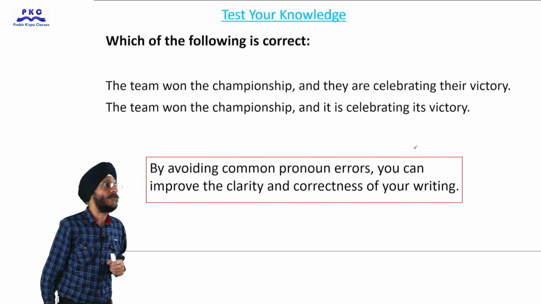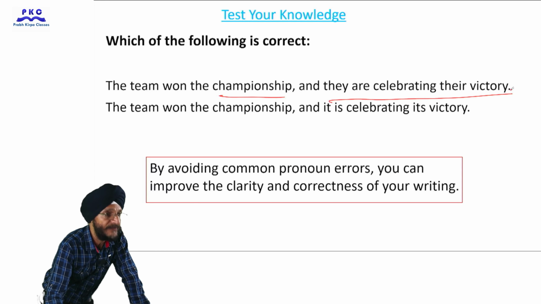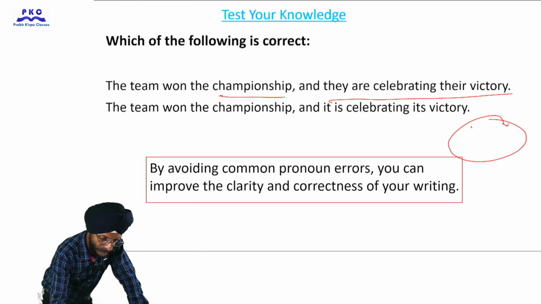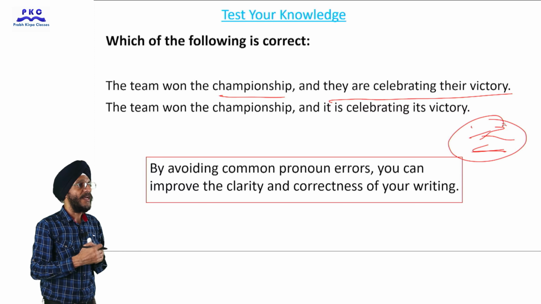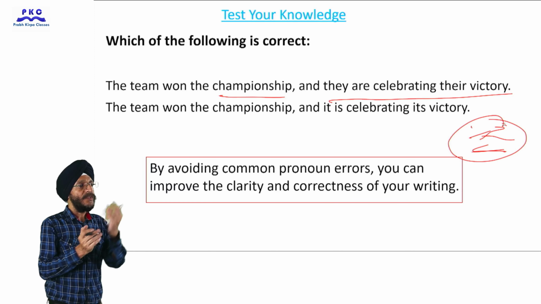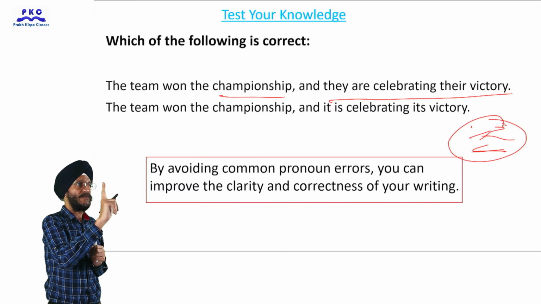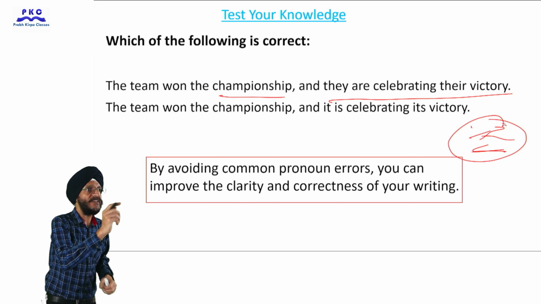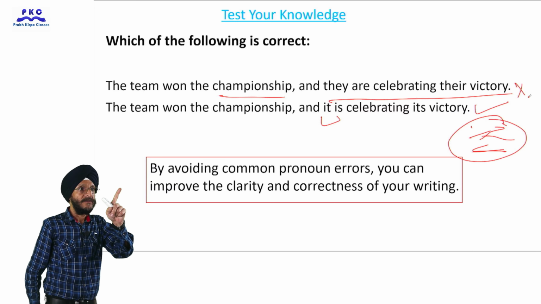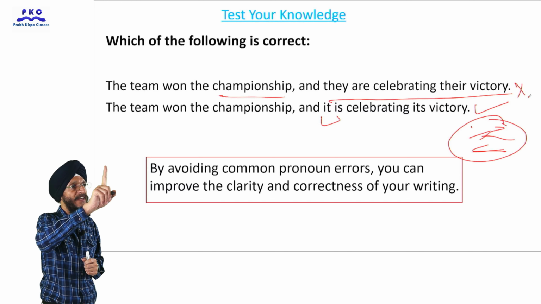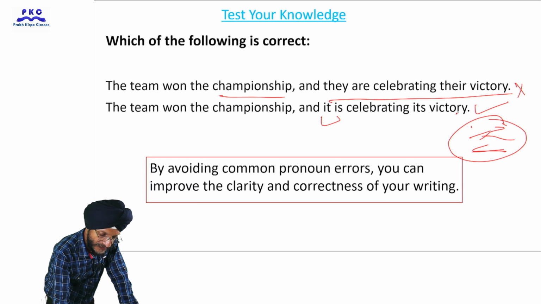Which of the following is correct? The team won the championship and they are celebrating their victory. It is a team. It may have a large number of members in it. Now the team is to be treated as a single unit, as a singular person. So the team won the championship and it is celebrating, and not they. Team as a whole is to be treated as a single entity. It is celebrating its victory.